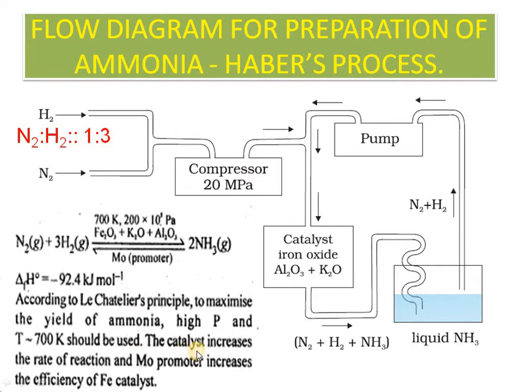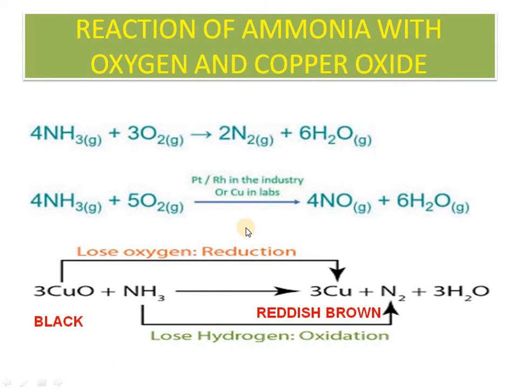And the catalyst increases the rate of reaction, and the promoter used is molybdenum or Al2O3, and K2O is also used, which increases the efficiency of the catalyst. Okay, so now next comes the reaction of ammonia with oxygen.